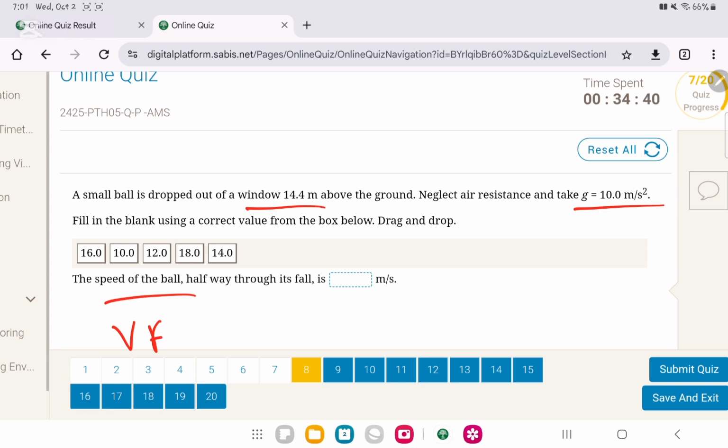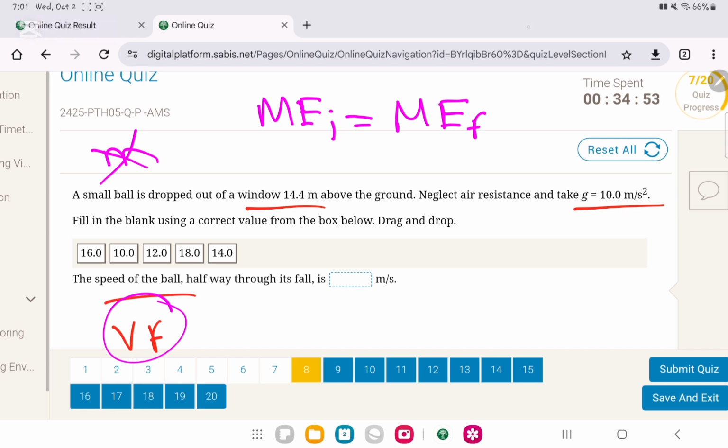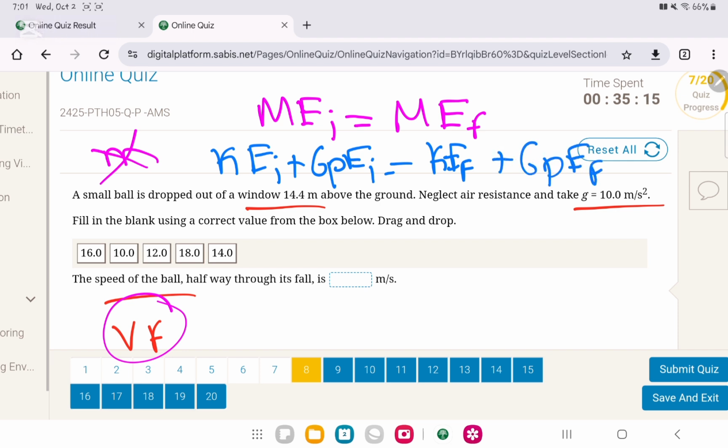So whenever we have a case like this, where we need to find V final and we are not given the mass, this is what we're going to do. We're going to set mechanical energy initial equal to mechanical energy final. The mechanical energy is kinetic energy initial plus gravitational potential energy initial, equal to the kinetic energy final plus the gravitational potential energy final.